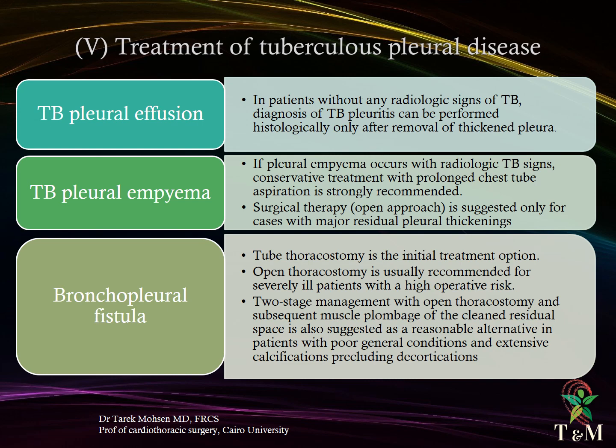In patients with tuberculous empyema, if pleural empyema occurs with radiological signs of TB, conservative treatment with prolonged chest tube aspiration or drainage is strongly recommended. Surgical therapy with an open approach is suggested only for cases with major residual pleural thickening. In patients with bronchopleural fistula, tube thoracostomy is the initial treatment option. An open thoracostomy window is usually recommended for severely ill patients with a high operative risk. Two-stage management with open thoracostomy and subsequent muscle plombage of the cleaned residual space is also suggested as a reasonable alternative in patients with poor general condition and extensive calcification precluding decortication.